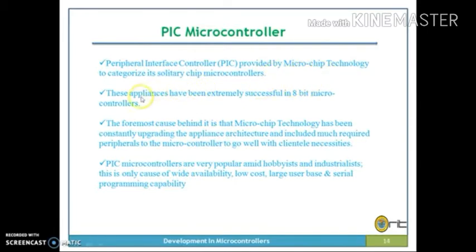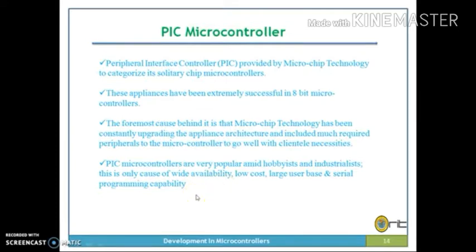Then PIC microcontroller. PIC means Peripheral Interface Controller, provided by Microchip Technology to categorize its single chip microcontrollers. These appliances have been extremely successful in 8-bit microcontrollers. The foremost cause behind it is that Microchip Technology has been constantly upgrading the appliance's architecture and included much required peripherals to the microcontroller to go well with clientele necessities.